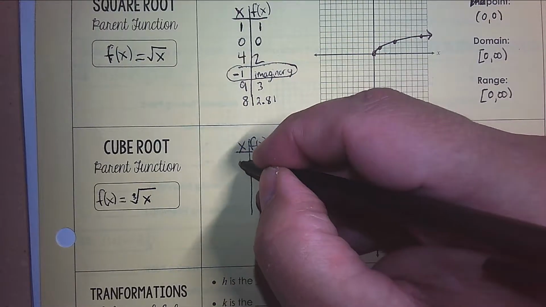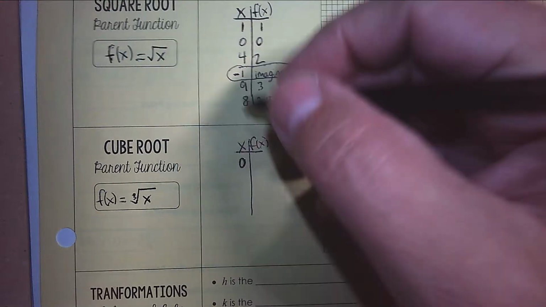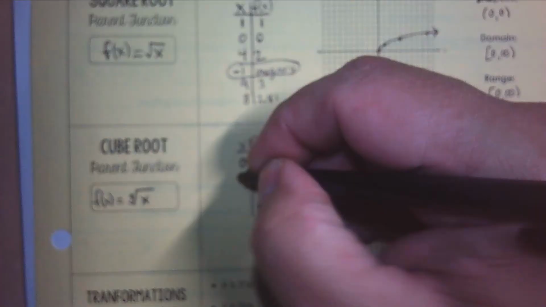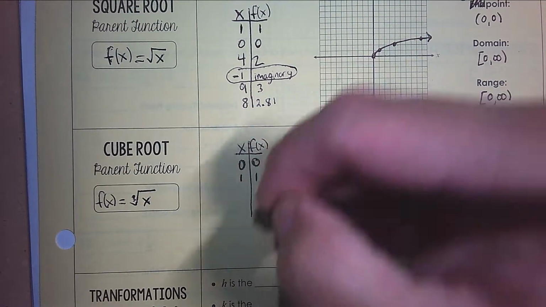So I'm going to give you a number to start with. What is the cube root of 0? What number 3 times itself equals 0? Good. We'll do easy first. How about 1? What number 3 times itself equals 1?